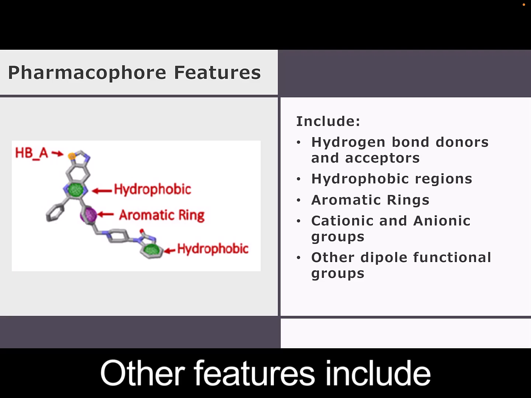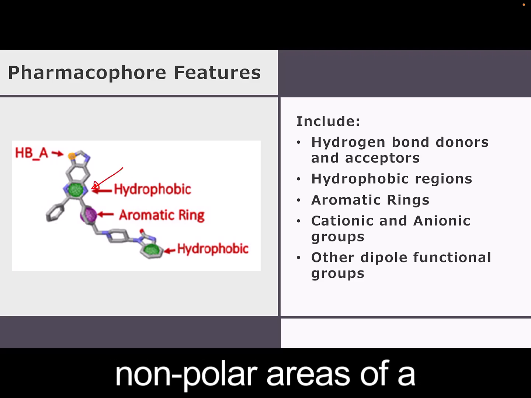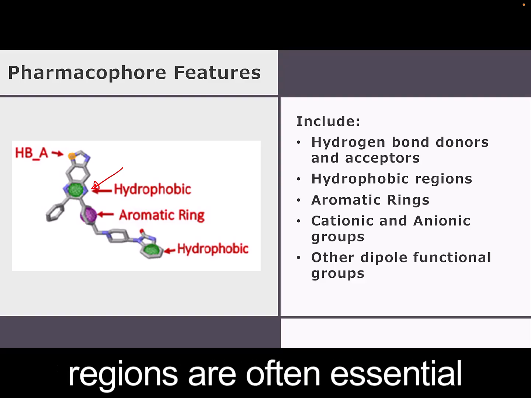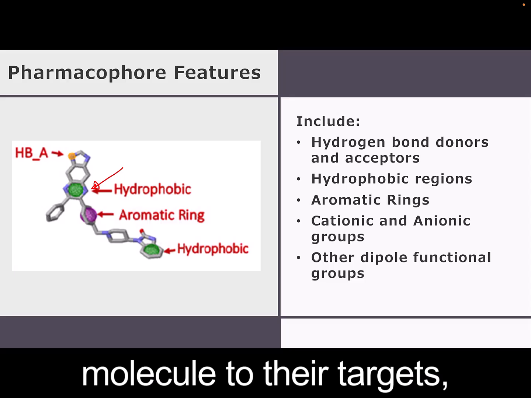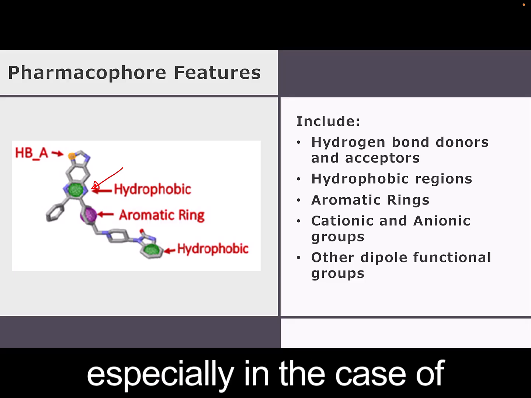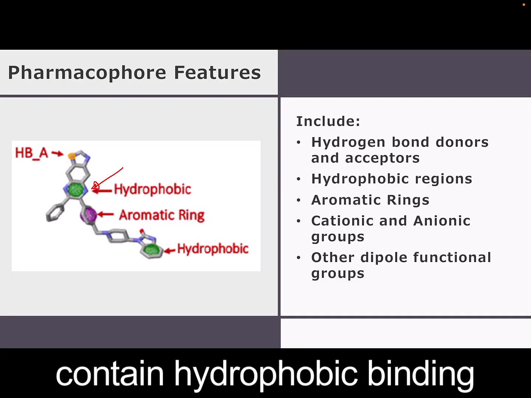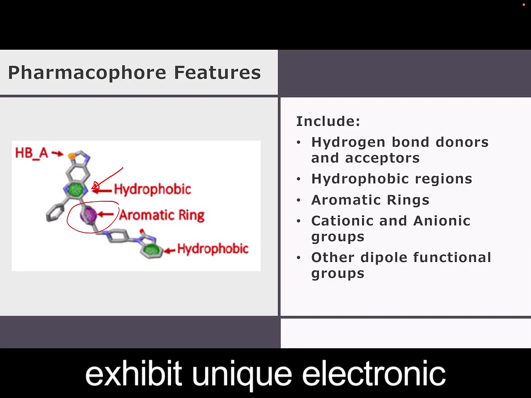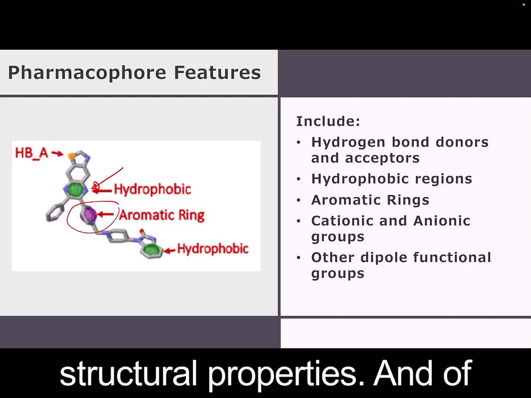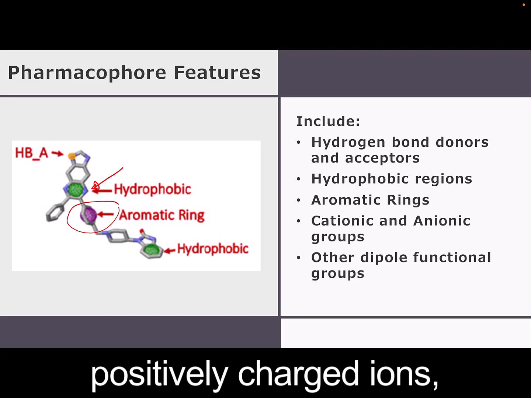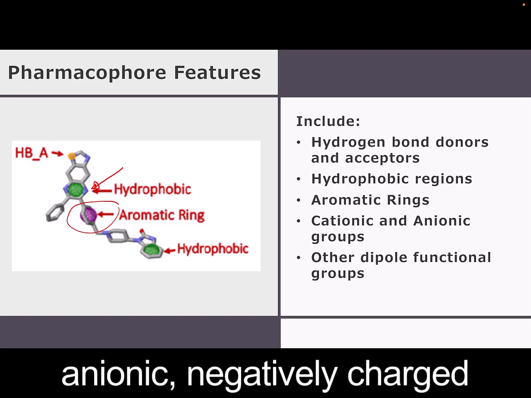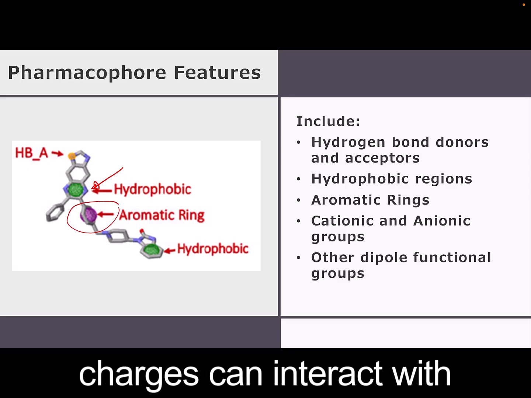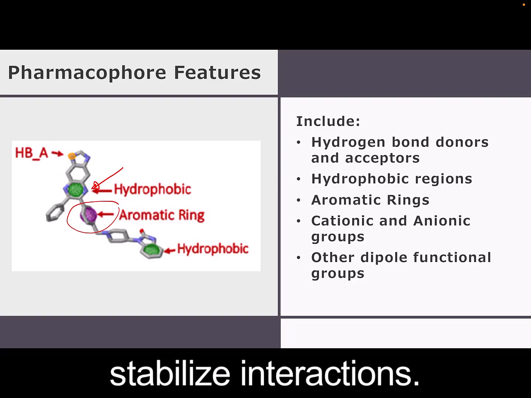Prozac. Other features include hydrophobic regions or nonpolar areas of a molecule that tend to avoid interaction with water. These regions are often essential for the binding of the drug molecule to their targets, especially in the case of enzymes and receptors that contain hydrophobic binding pockets. Aromatic ring structures also exhibit unique electronic structural properties, and of course, any cationic, positively charged ions, anionic, negatively charged ions, and other dipole regions that carry partial charges can interact with receptor enzymes and stabilize interactions.